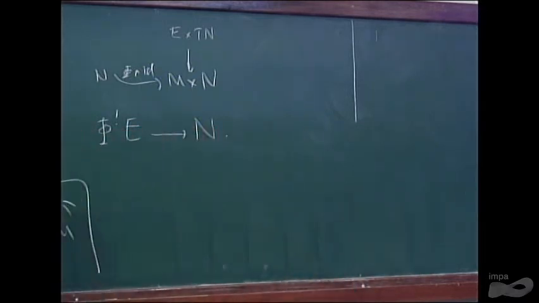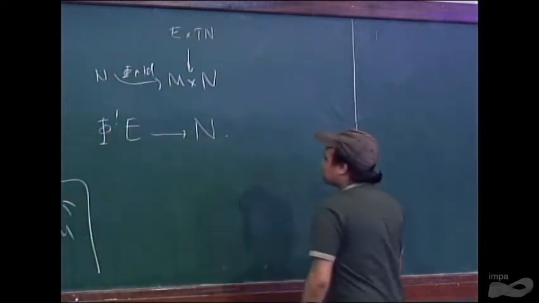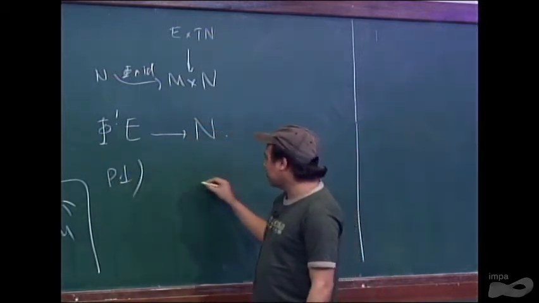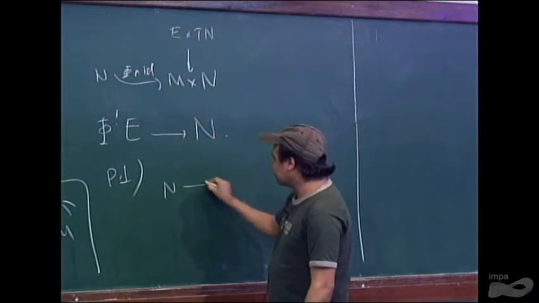It's not for every map between M and N that you can define this pullback, but under some transversality conditions you can define it. This pullback has some nice properties, for example, if you have two maps, let me just draw a picture.